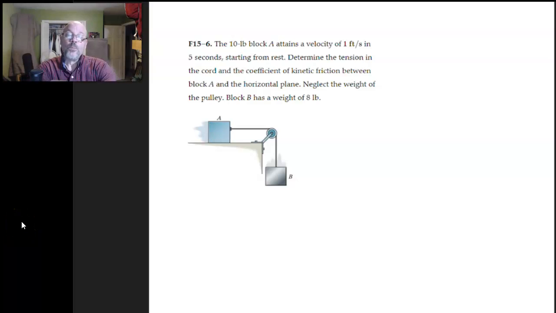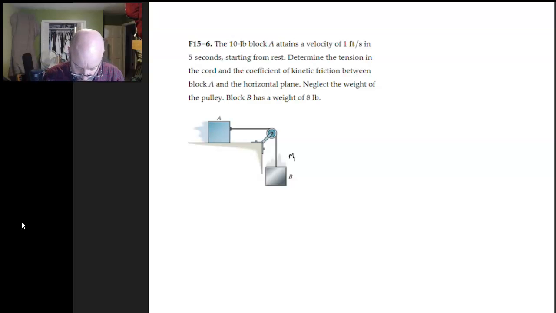All right, now there's a few problems in your homework that have objects connected together. So it could be something pushing on something else, or like this one, something pulling on something else. And in this particular problem, we've got a block B and it's pulling block A. And it's got a certain mass.